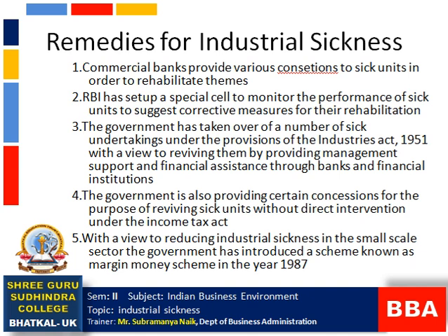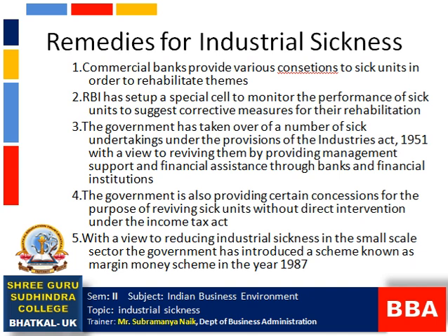First remedy is that commercial banks provide various concessions to sick units. Commercial banks are those banks like IFCI, ICICI, IDBI. They are called commercial banks, and these banks are providing loans only for industries, not for any other purpose. They are providing various concessions to sick units in order to rehabilitate them. That means they can recover themselves.